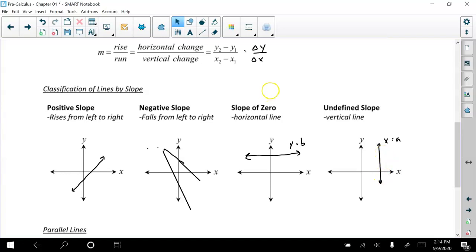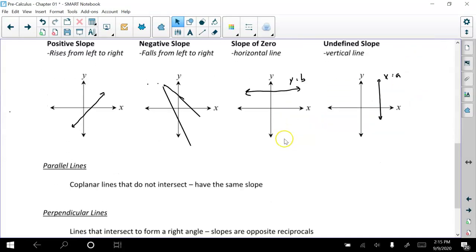Keep in mind for a slope of 0, when we think about rise over run, there's no rise, so it's 0 divided by a number equals 0. And for an undefined slope, there's a rise, so it's a number divided by 0, and division by 0 is undefined. And that's why it's an undefined slope, because there is no run.